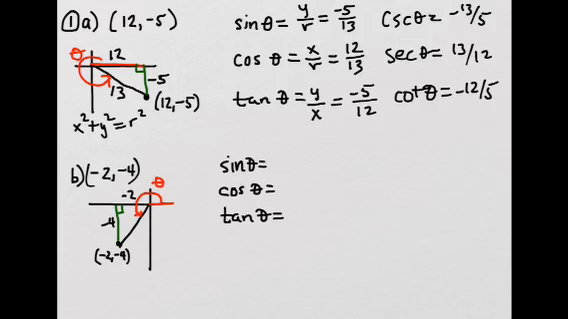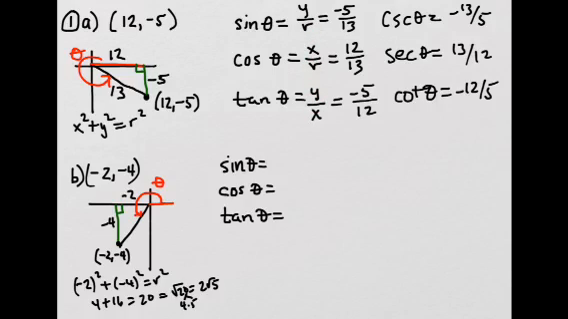Now for this one, it's not one of those special right triangles, so we have to find the r by doing this Pythagorean theorem. 4 plus 16 is 20. When you take the square root of 20, it's the square root of 4 times 5, so it's 2 radical 5. Okay, so that's r.